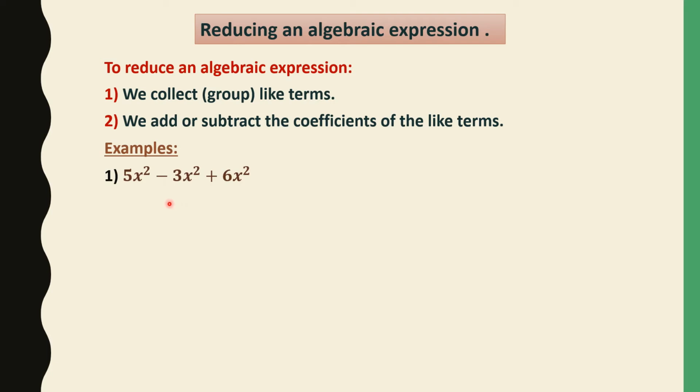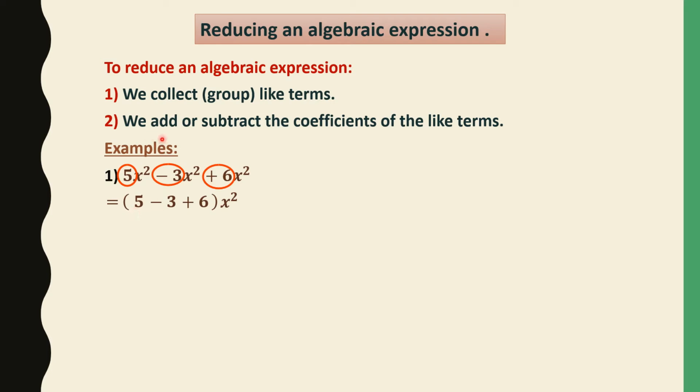Let's solve it. So first, we need to group the coefficients of these three like terms next to each other. We have 5, -3, and +6. These are the three coefficients of these three like terms. Let's copy them next to each other: 5 minus 3 plus 6, we close the parentheses. Then x squared, since the three monomials have x squared in them, so we write x squared as it is. We don't add the degree, we don't add the exponent, we don't multiply them. No, we copy x squared as it is.